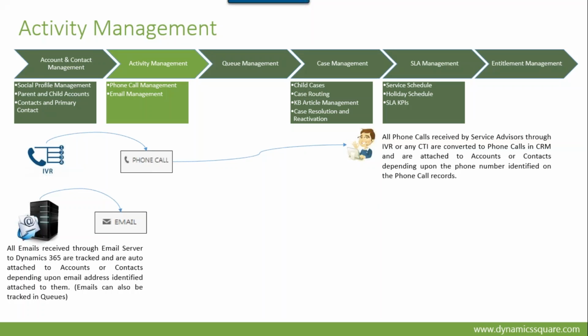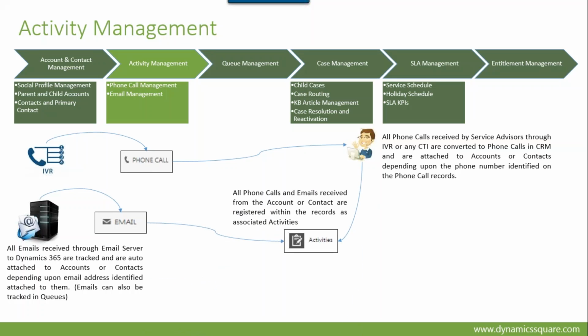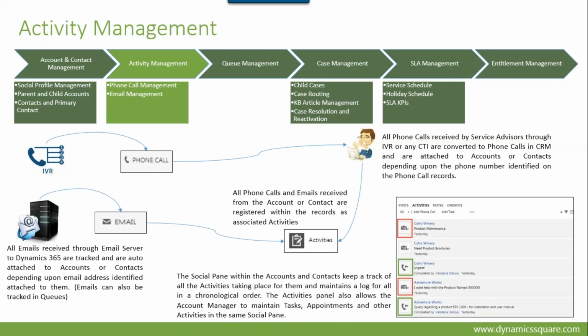All phone calls and emails received from the account or contact are registered within the records as associated activities, as we suggested in the last slide as well. The social pane within the accounts and contacts keeps track of all the activities taking place for them and maintains a log for all in chronological order, with the latest being at the top. The activities panel also allows the account manager to maintain tasks, appointments, and other activities in the same social pane in chronological order.